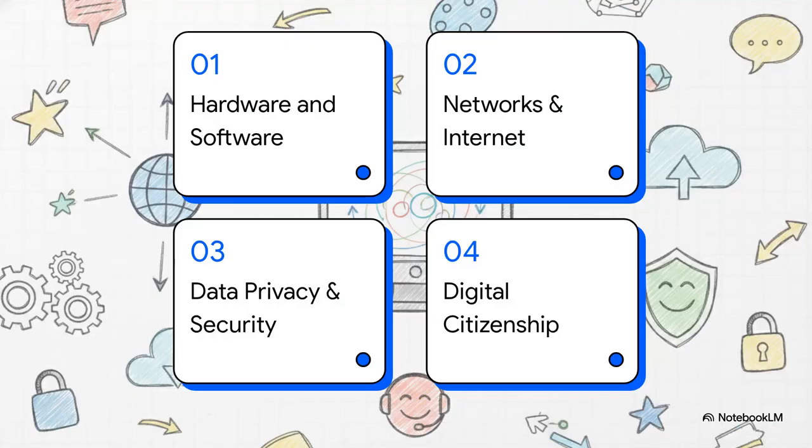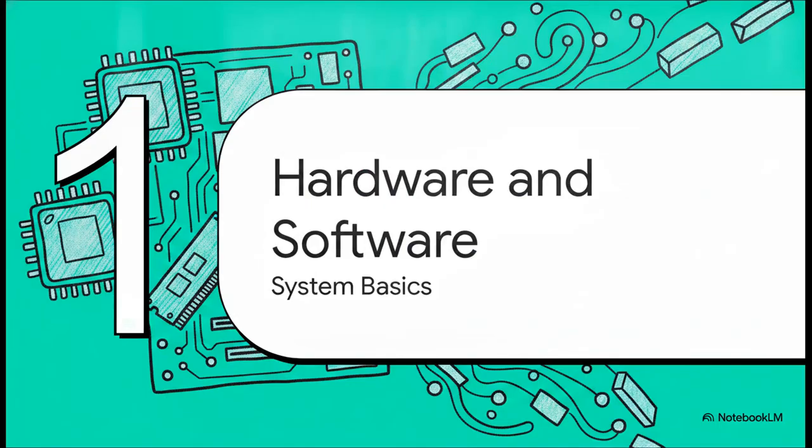To do that, we're going to follow a neat little inside-out roadmap today. First up, hardware and software systems. Second, networks and the internet. Third, data privacy and security. And finally, number 4, responsible digital citizenship. All right, let's get into Section 1, Hardware and Software Systems.